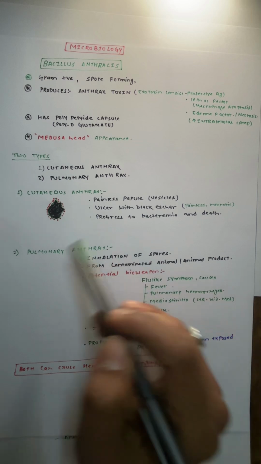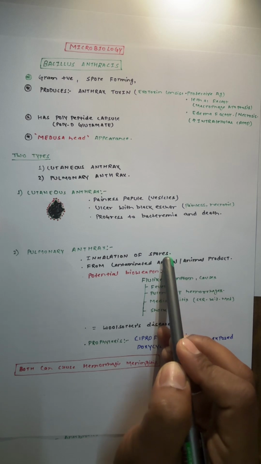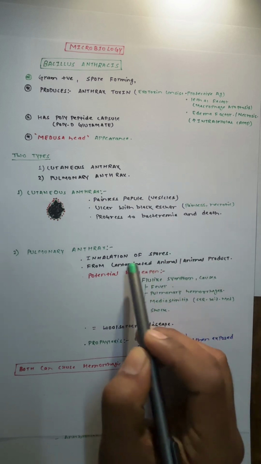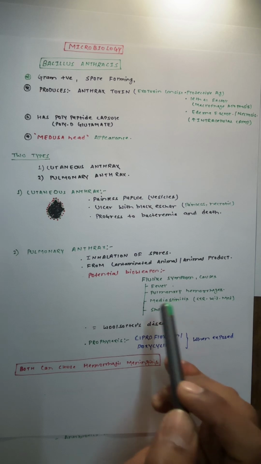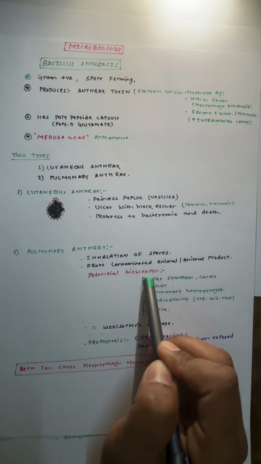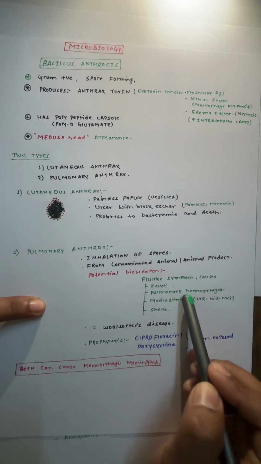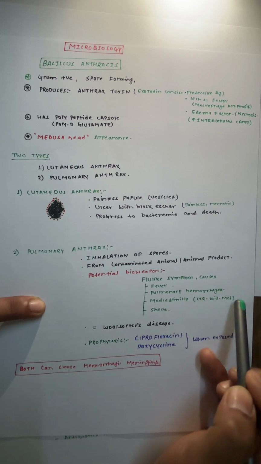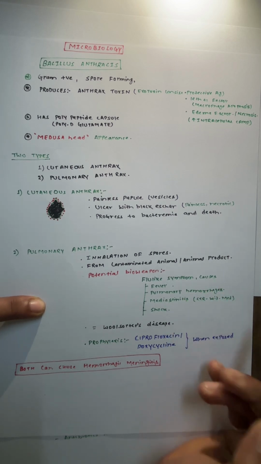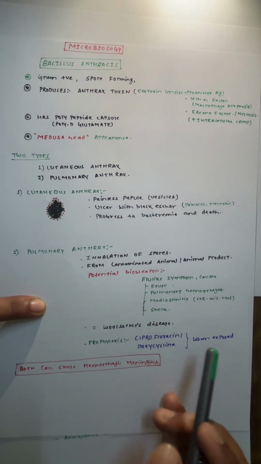Now we'll talk about pulmonary anthrax. Pulmonary anthrax is basically due to inhalation of the spores of Bacillus anthracis from contaminated animals or animal products. We can also use it as a potential bioweapon in wars. Then it produces flu-like symptoms like fever, pulmonary hemorrhage, mediastinitis. In chest x-ray we find a widened mediastinum, and at last shock. It is also called wool sorter disease.